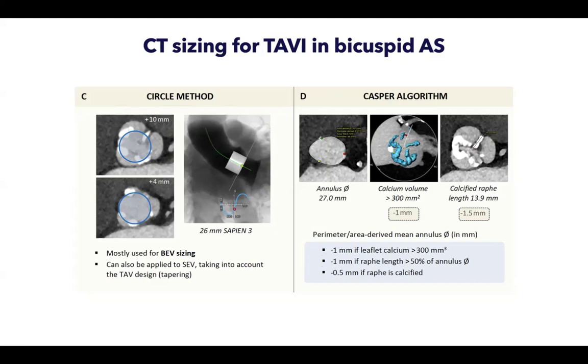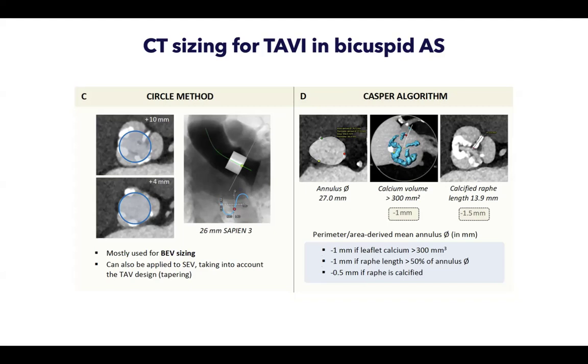That's what I do. If you don't have 3mensio, then you can even put these rings, you can make them systematically smaller. You can start with 29, see if the 29 is large enough to cover the annulus and the LVOT. Then make a circle of 26 and look if that's enough to cover around 4 millimeters in the supraannular plane, 4 millimeter above the annulus. If that's the case, probably your 29 is going to be enough and you don't have to go for the 34 Evolut, for example. So that's how you can use the circle method.